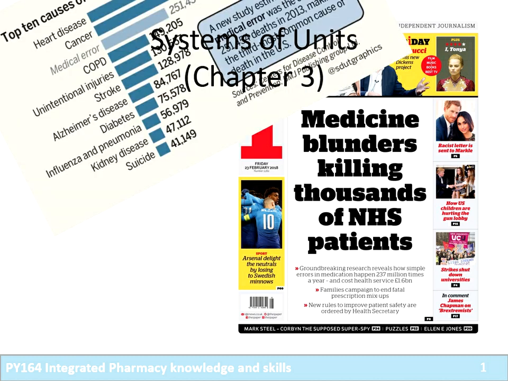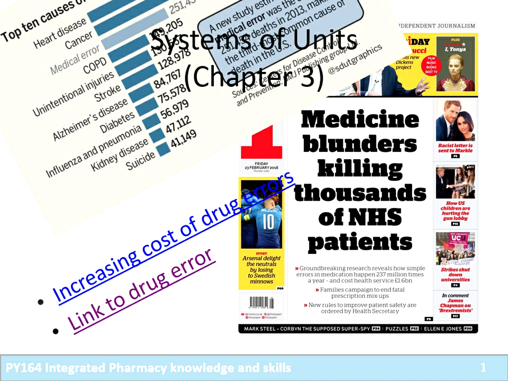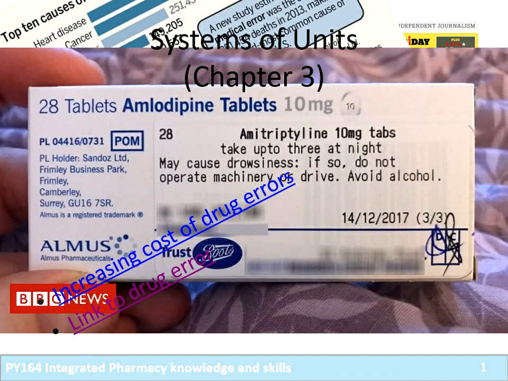Medicines can be dangerous. And there's a huge cost of drug errors. The presentation is a BBC news story, which you can see on Student Central. It won't play, unfortunately, on Panopto. Also, we'll talk about a drug error that occurred in Worthing, nearby, linked to systems of units. Errors cost the health service an awful lot of money, but also are very distressing when they occur.